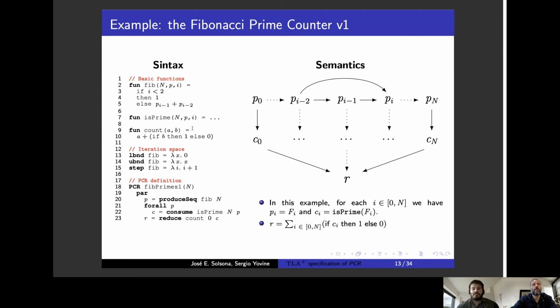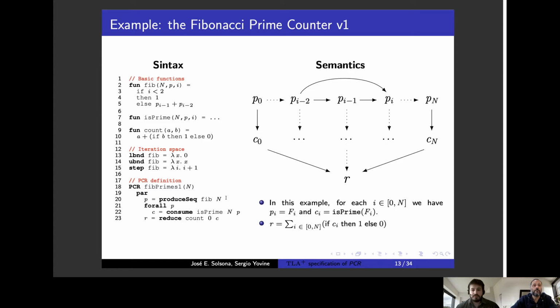So in the syntax, we have just the functions, which are the basic functions: Fibonacci, is prime, and just the count. Then the user-defined iteration space, the lower bound and the upper bound, and the step. So in this case, X is going to be instantiated by the number of Fibonacci numbers that we want to generate. And then the iteration space is the set of indexes from 0 to n.